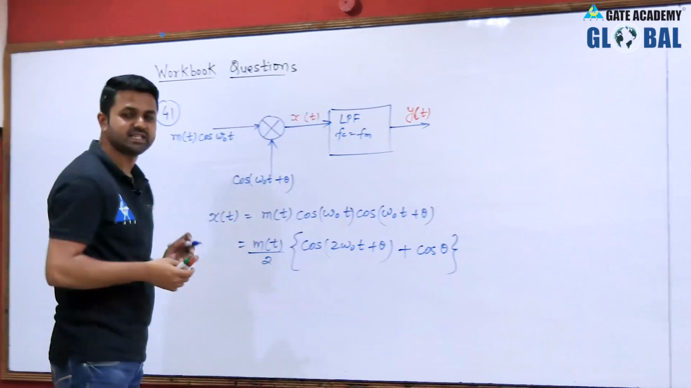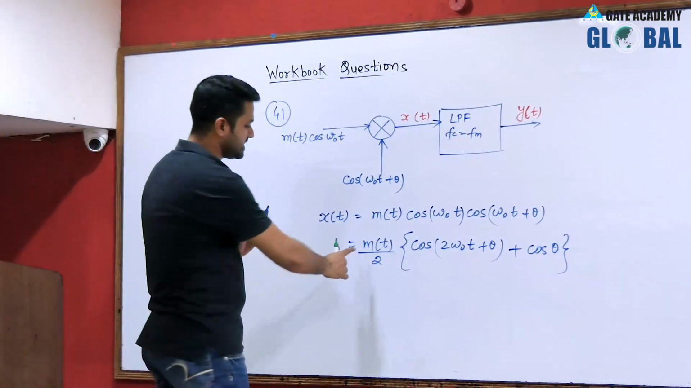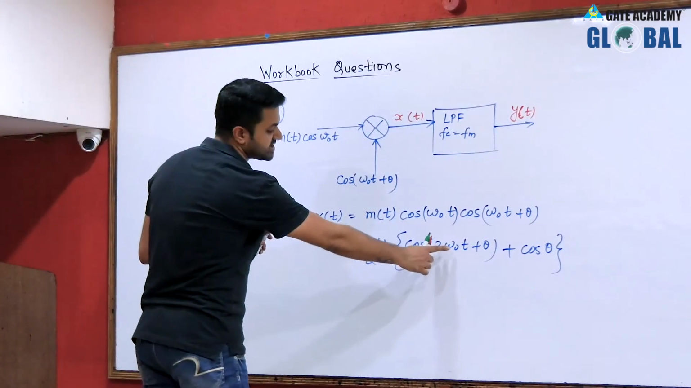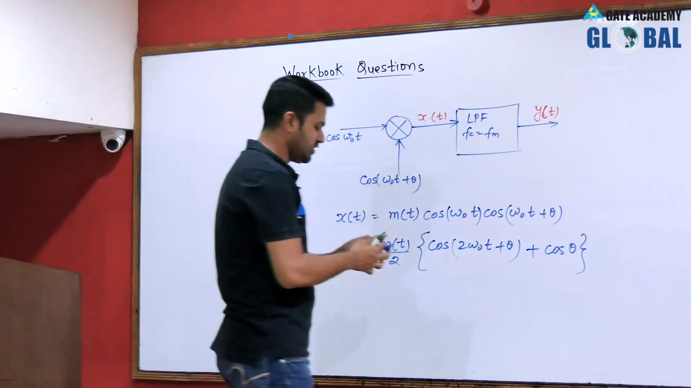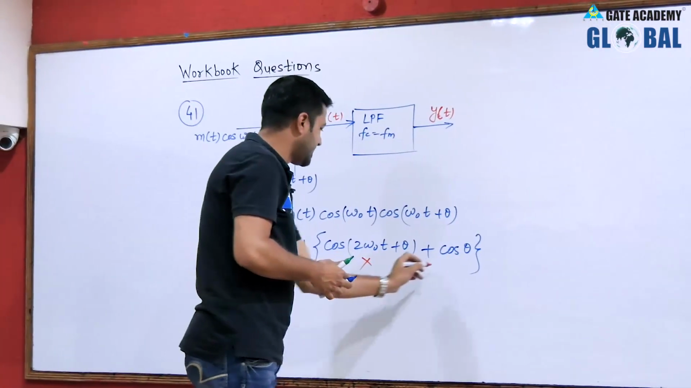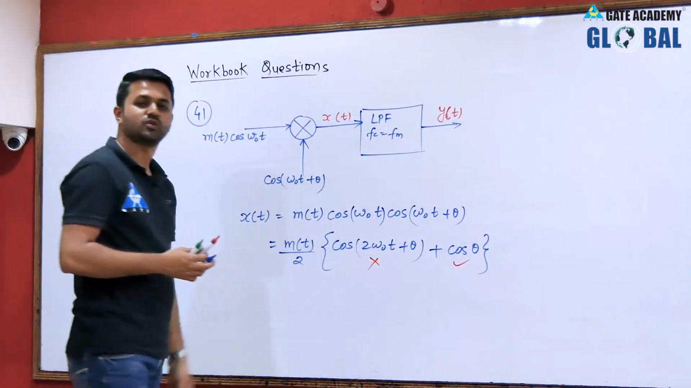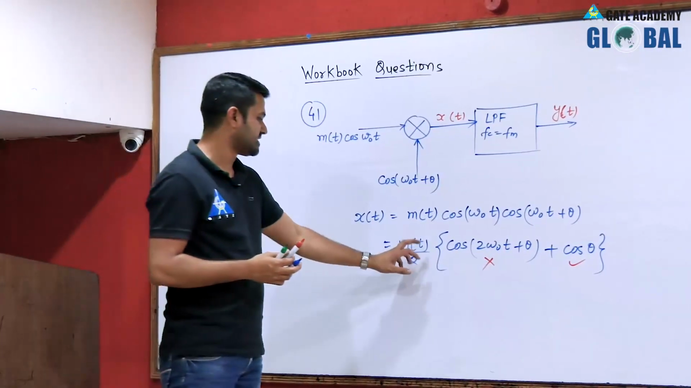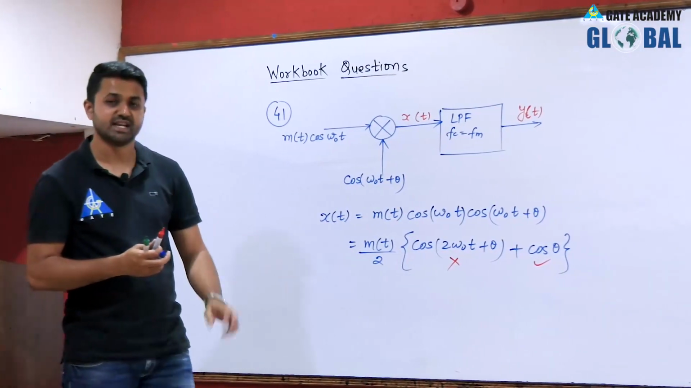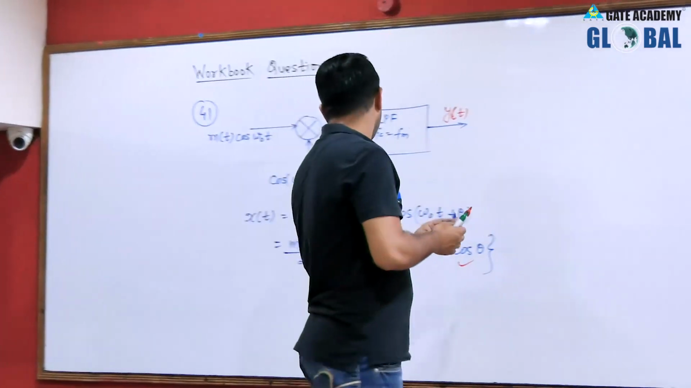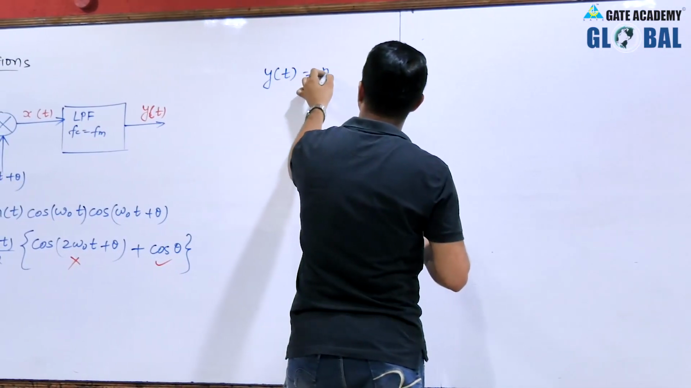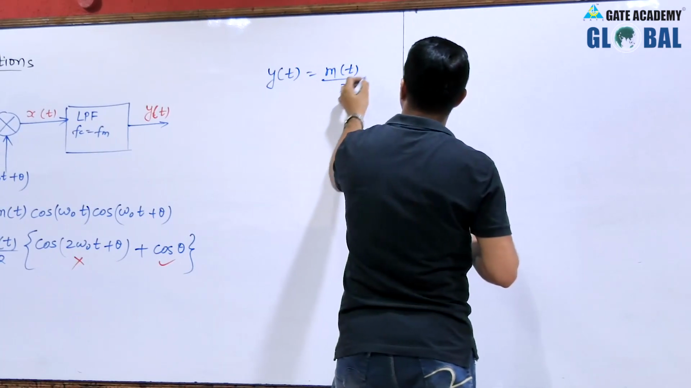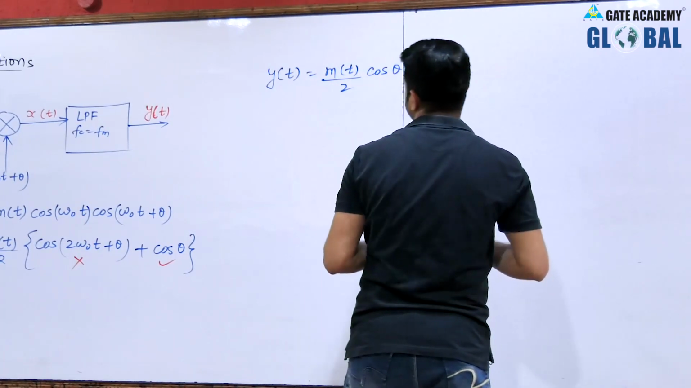So the low pass filter is having cutoff frequency fm, so this m(t) by 2 multiplied with this 2 omega naught term, the spectrum will shift to 2 omega naught, so it will not pass through the low pass filter. The cos theta term will pass through the low pass filter because this is a constant term, and multiplication with m(t) by 2 only affects its amplitude, and the output y(t) is m(t) by 2 cos theta.